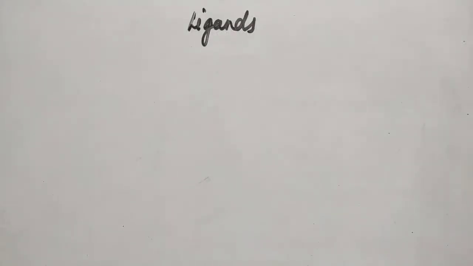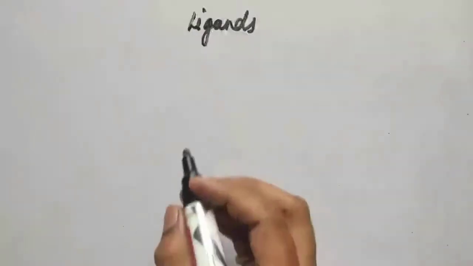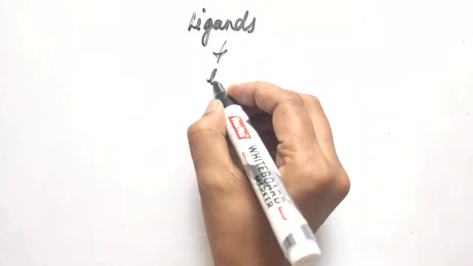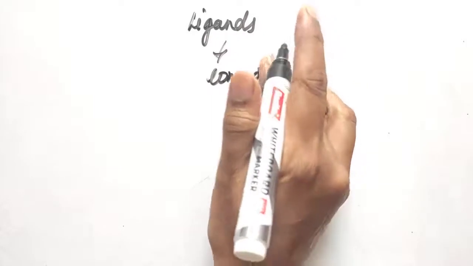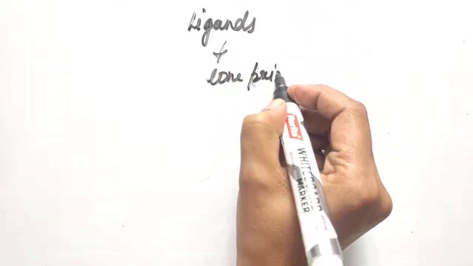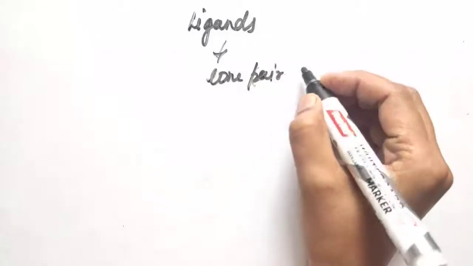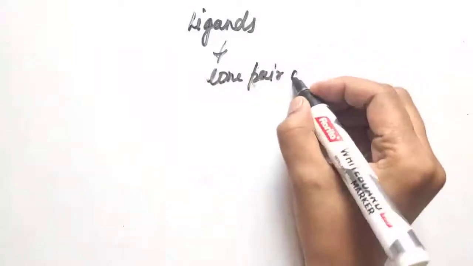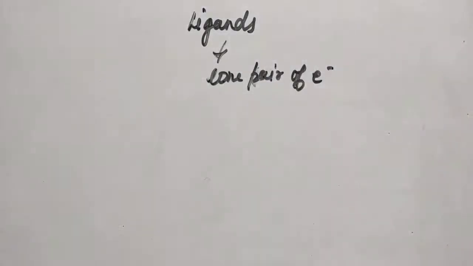So let us start with ligands. Ligands are the atoms, molecules or ions which donate a pair of electrons to the metal atom or ion to form a coordinate bond. That is, they have a lone pair of electrons. This is a must. The first thing necessary to become a ligand is a lone pair of electrons. This lone pair is donated to the vacant orbital of the metal atom. The metal atom may be a neutral metal atom having a vacant d orbital, or it can be an ion.